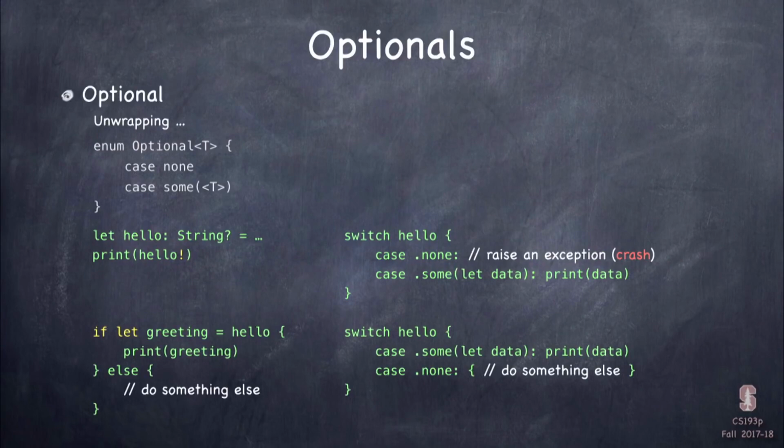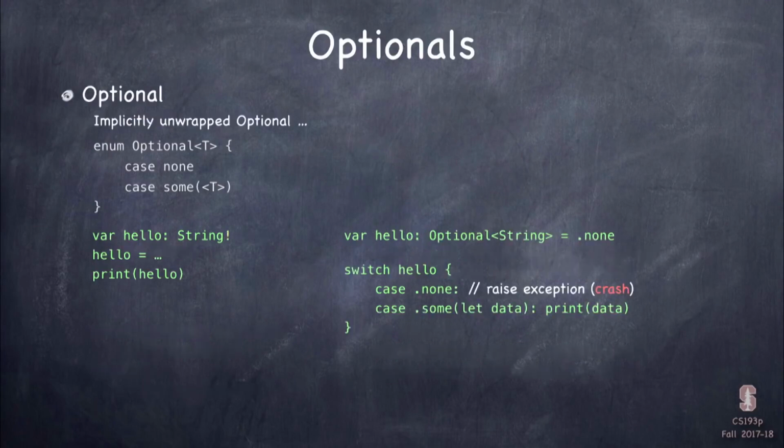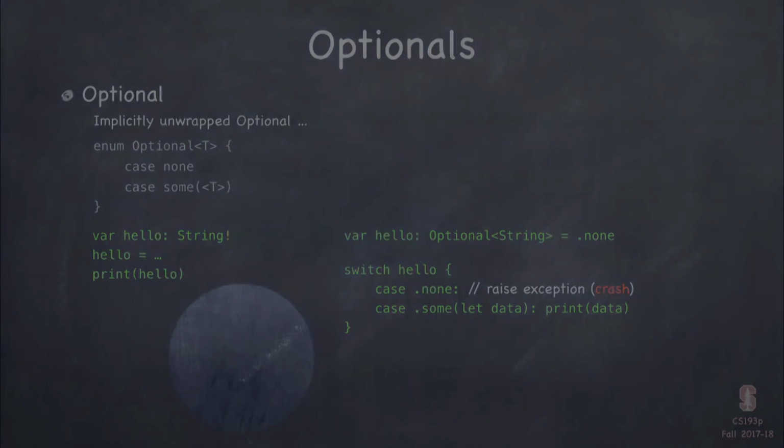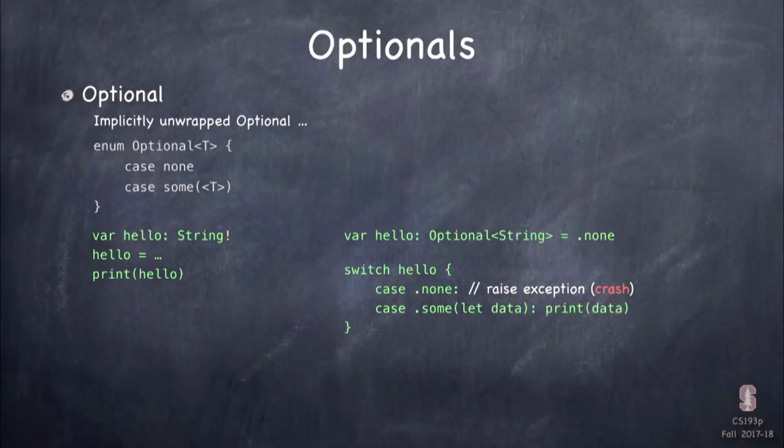Unwrapping, also very simple. That's just switching on the thing. So if I have an optional string hello and I say print hello exclamation point to unwrap it, I'm just switching on hello. And if it's in the none case, I crash. And if it's in the some case, then I print whatever the associated data is. Same thing down with if let at the bottom there. Okay, I'm switching on hello. If it's in the some case, I do it. If it's in the none case, I do the else part of the if. Okay? Everybody got that? Implicitly unwrapped optionals are exactly the same. It's just that when I say print hello over here on this side, I don't have to put the exclamation point, and it still switches on hello and crashes if it's none. Okay? So that's implicitly unwrapped.